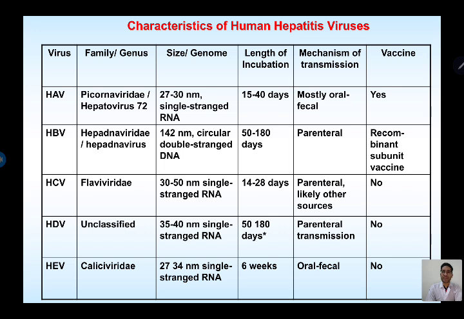The hepatitis A virus is a picornavirus, hepatovirus 72. The size is 27 to 30 nanometer. Single-stranded RNA. Length of the incubation is 15 to 40 days. The mechanism of transmission is mostly the fecal route. Vaccine is available, yes.